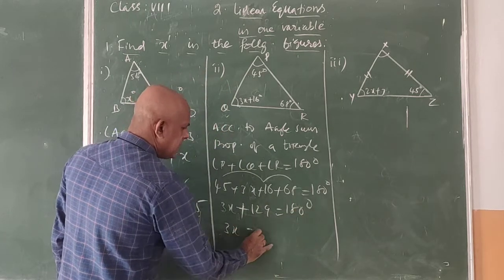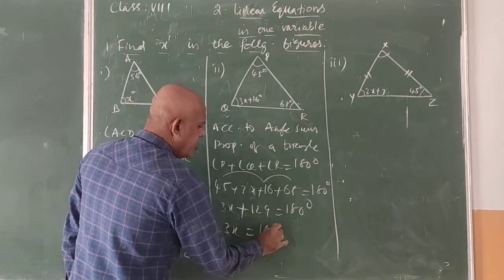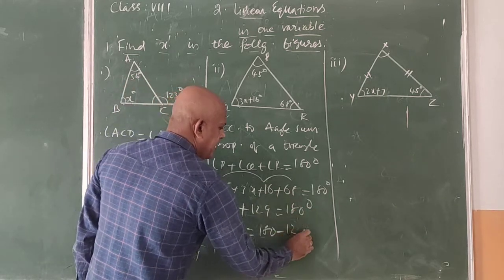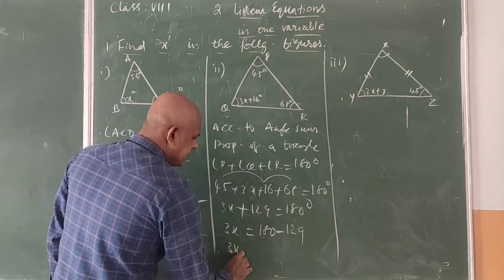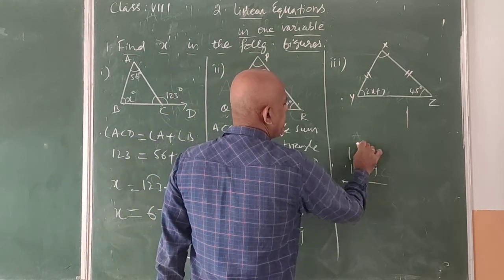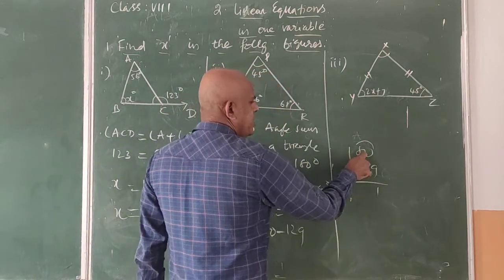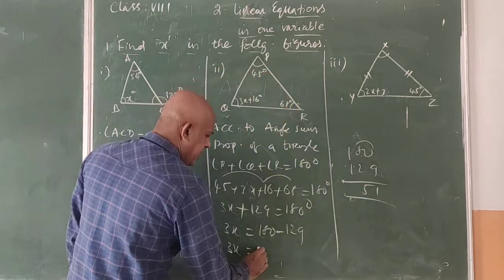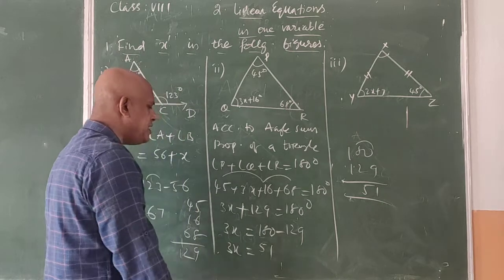So 3x is equal to 180. Now we transform plus 129 to the right side, and it becomes minus 129. So 3x is equal to 180 minus 129. Borrow 10 minus 9 is 1, 7 remains, 7 minus 2 is 5, 1 minus 1 is 0. So the answer is 51. 180 minus 129 is 51.